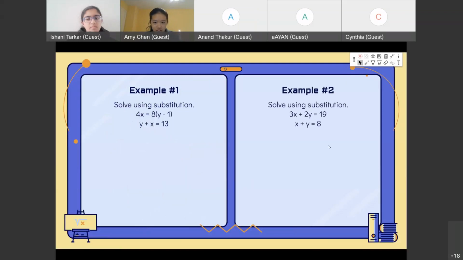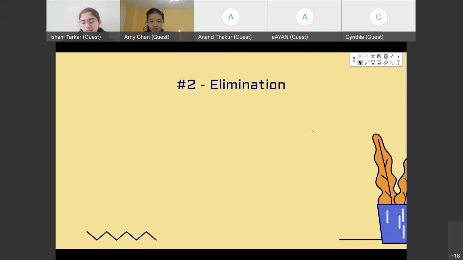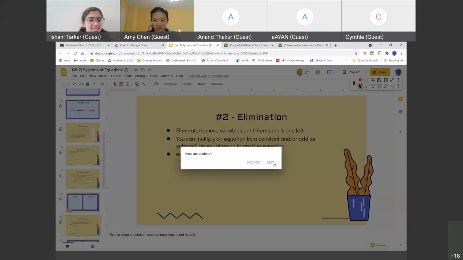Okay, second example, solve using substitution. Or actually, do you want to go on? Yeah, we should probably. Okay, yeah. Oops, that's not what I meant to do.